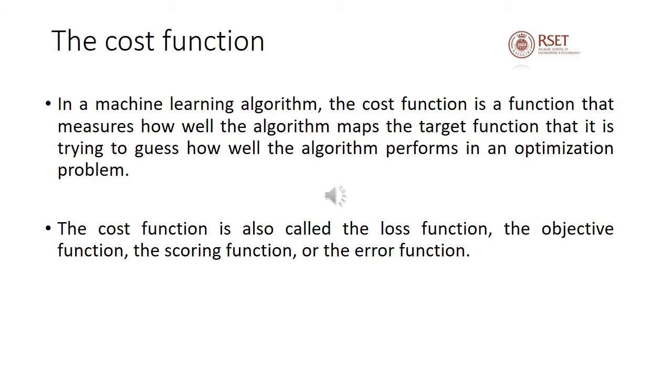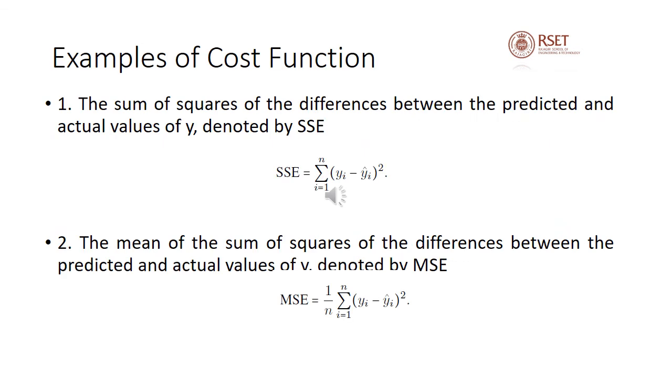Let's see what is a cost function. In a machine learning algorithm, the cost function is a function that measures how well the algorithm maps the target function that it is trying to guess, how well the algorithm performs in an optimization problem. The cost function is also called the loss function, the objective function, the scoring function, or the error function. So let's see the different types of cost function in the coming slide.